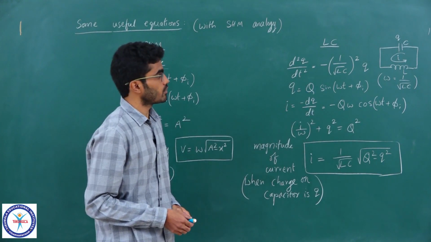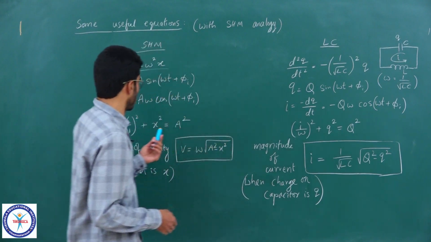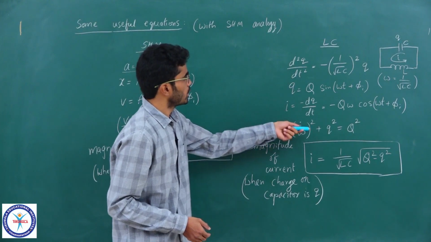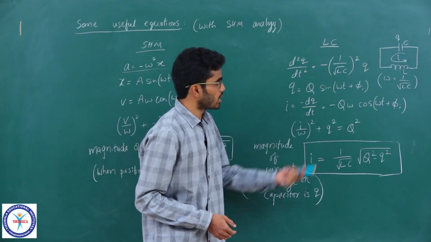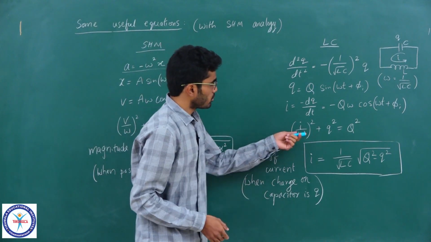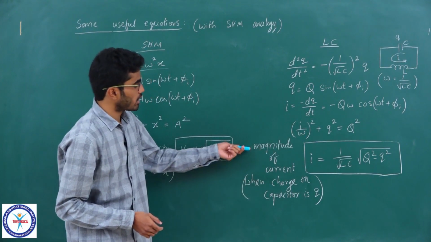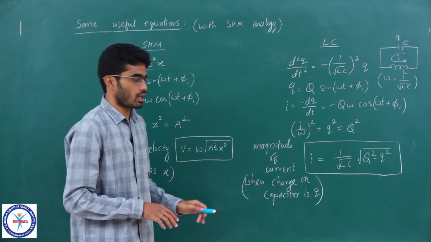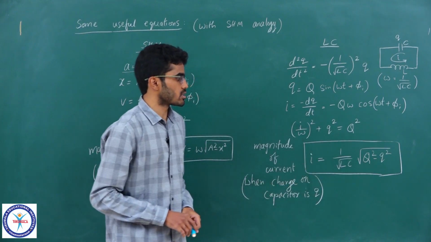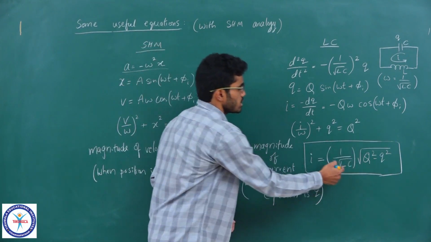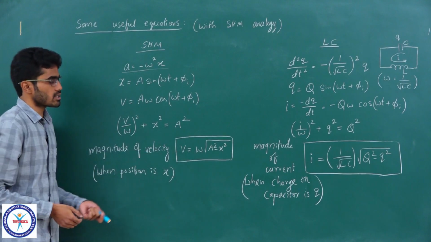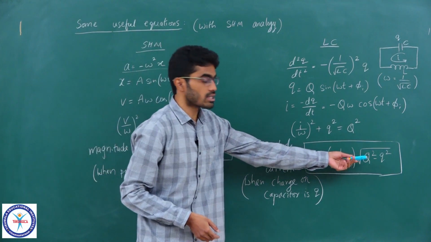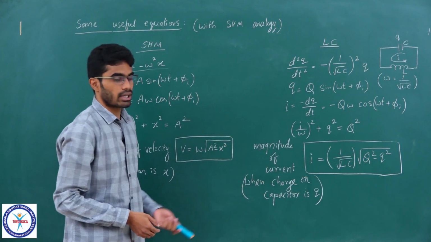passing through the circuit. So, comparing the equations with this, I by omega square plus q square gives you capital Q square here. So, from this result, we can calculate the magnitude of current at any time t when you know the charge on the capacitor small q using this relation. 1 by root LC is the omega in this case, and capital Q is the amplitude and small q is the charge at any given time.